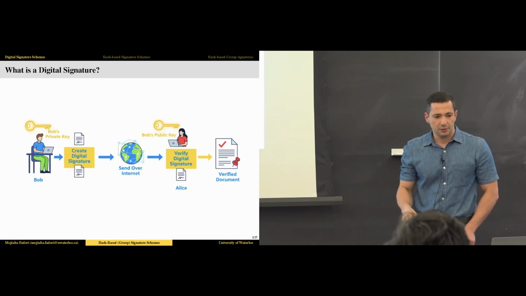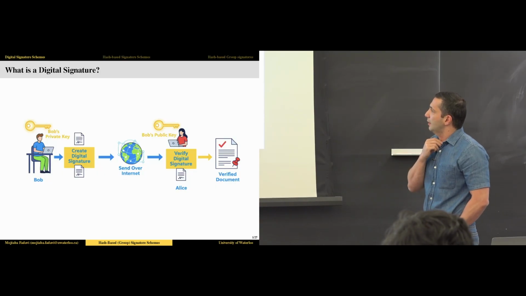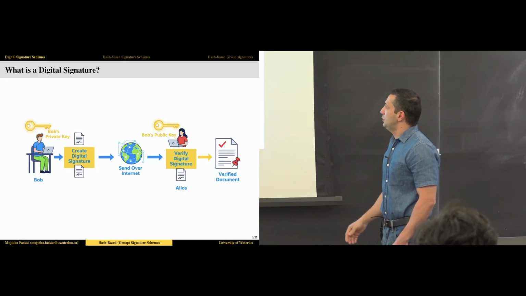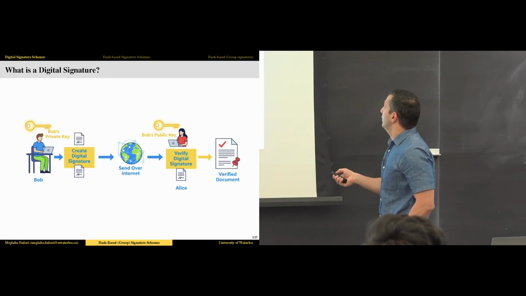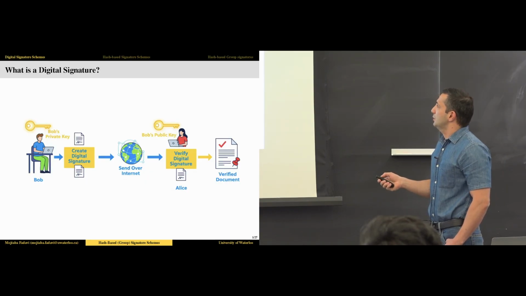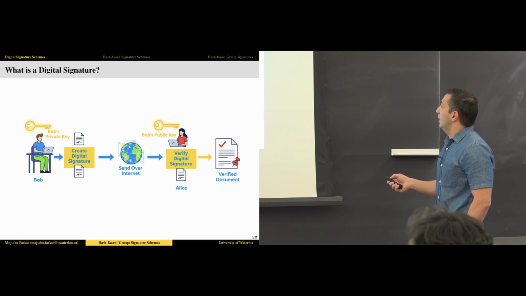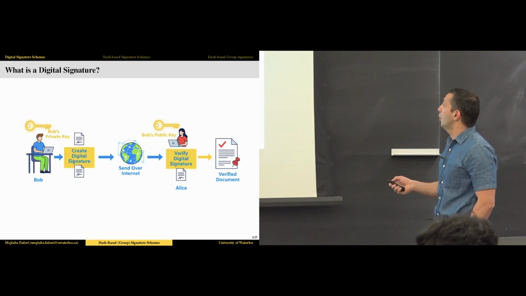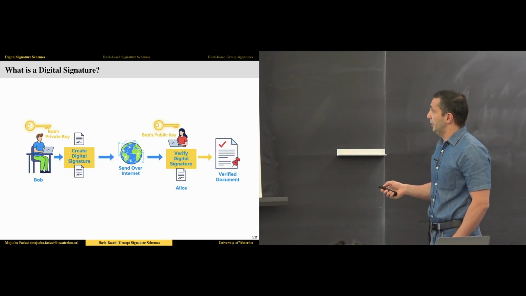What's a digital signature? Suppose that Bob wants to send a document to Alice and wants to convince her that he is really sending this document. Bob has 2 keys: a private key that only he knows, and a public key that everyone knows. Bob signs the message using his private key and sends it over the internet, and afterwards, if the document is verified using the public key of Bob, Alice knows that it was really sent by Bob.